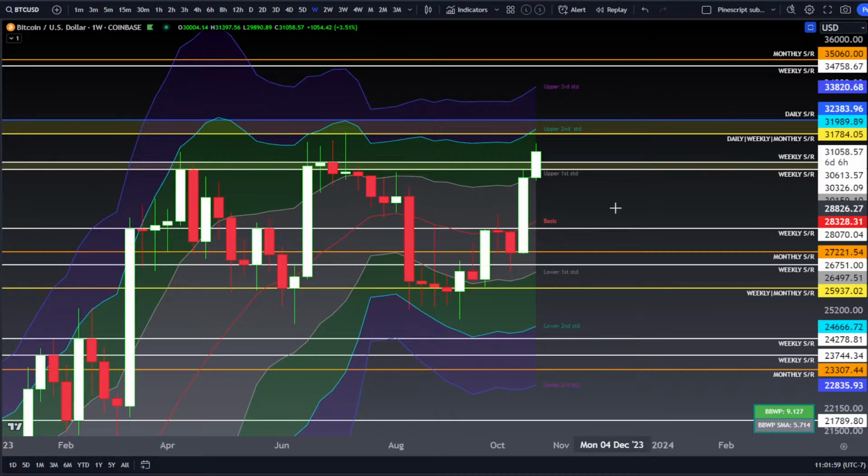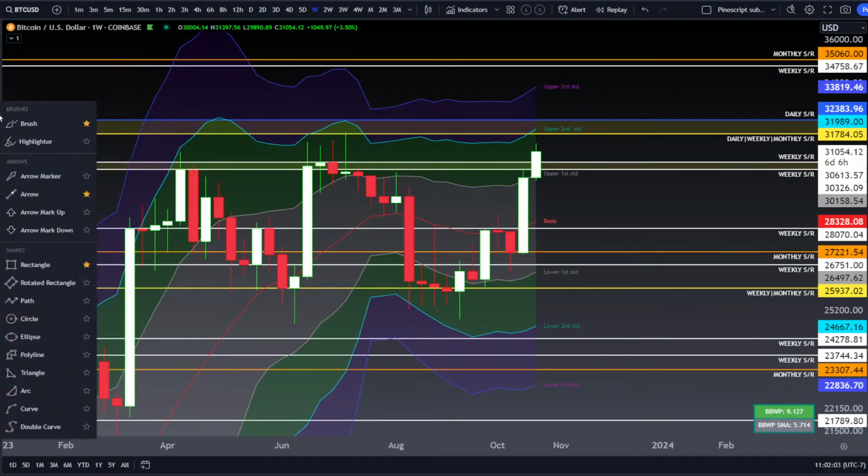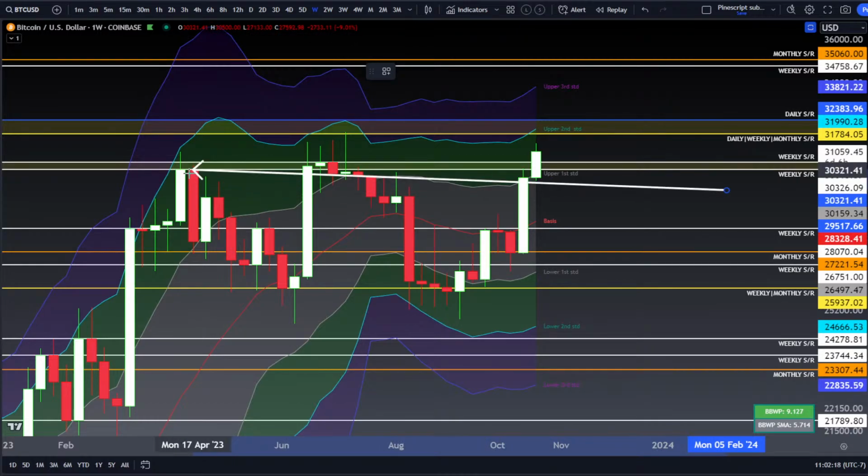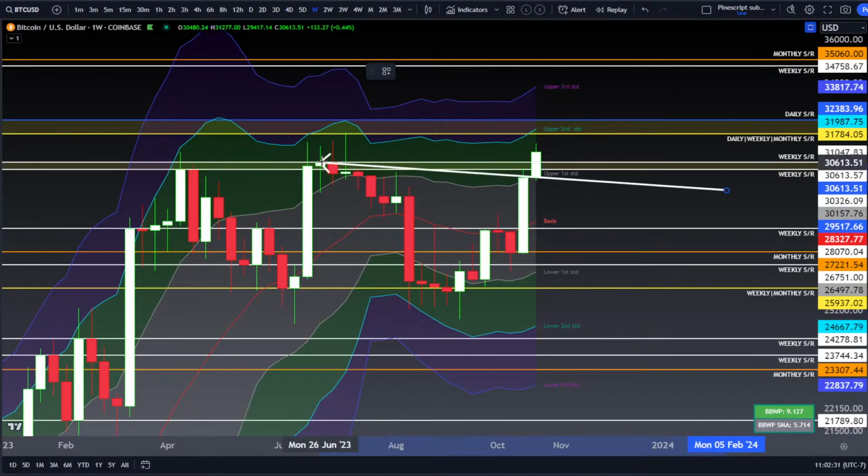But in yesterday's video, we pointed out that we had a nice move up and close above the upper first standard deviation of the Bollinger Bands on the weekly time frame, and that was positioned at around $30,000, closed like $10 up from there. And it did test this close open structure over here from about mid-April, and that was at 30,300. The next big test to the upside was this close open here at around $30,600.